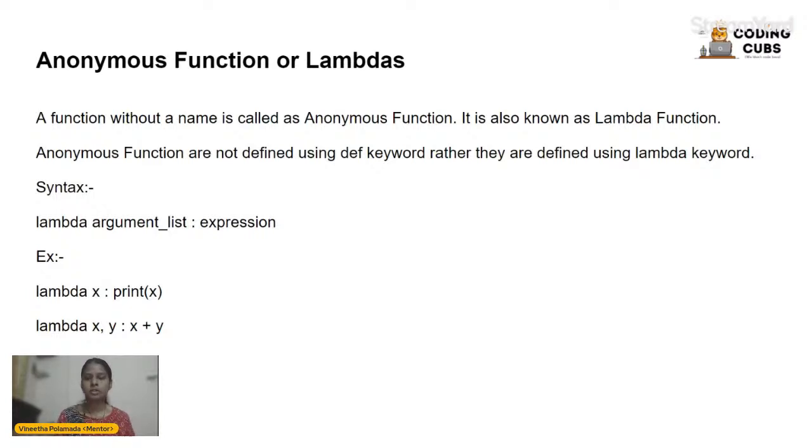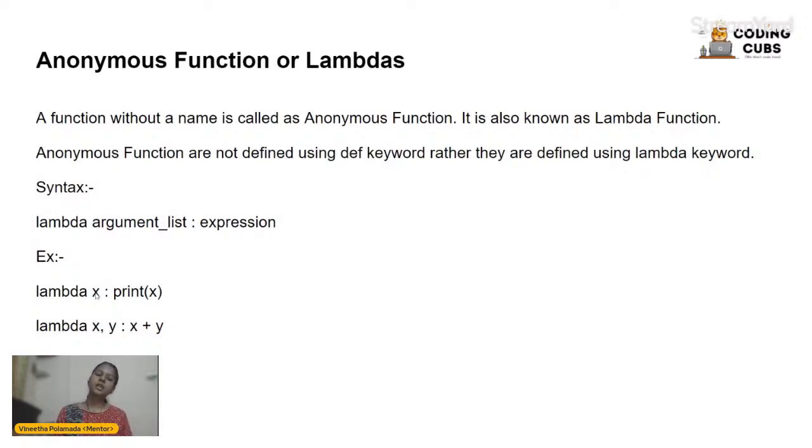But in a lambda function, you won't be using a def keyword. They are defined using the lambda keyword. So instead of def, we'll be using lambda. You can see the syntax over here. First, it will start with your lambda keyword, and then you'll have an argument list, meaning whatever inputs the user is giving you. In the example, it is lambda x colon print x. So x is the argument.